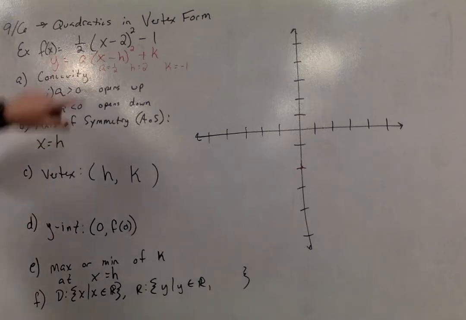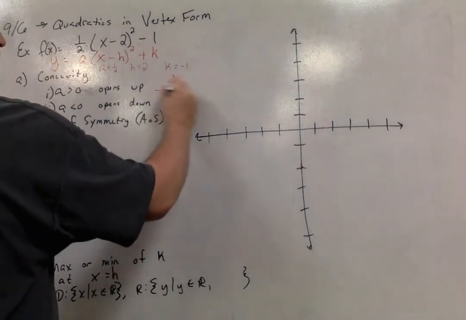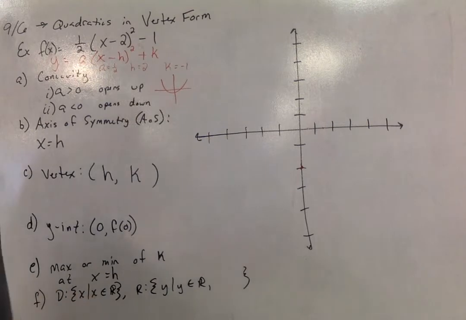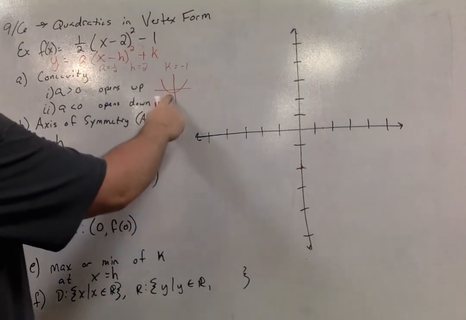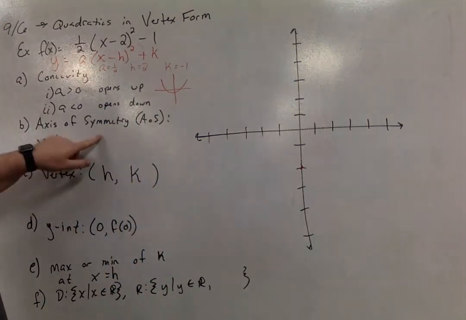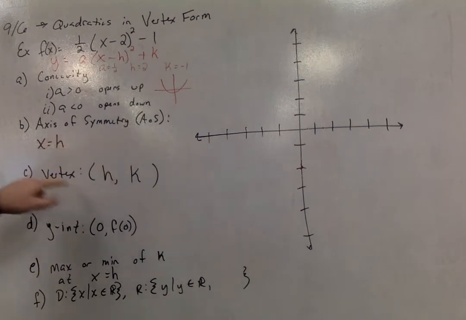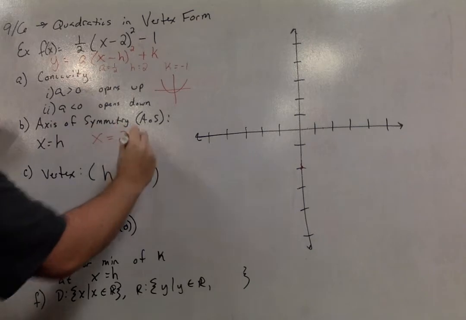Now you'll notice a behaves exactly the same. If a is greater than 0, it opens up. If it's less than 0, it opens down. So this function, since a is 1/2, will open up. So I know that in general, my function will look like that. From here, I can see that it has a minimum. Now the axis of symmetry could not be easier. It's simply x equals h, or in this case, x equals 2.